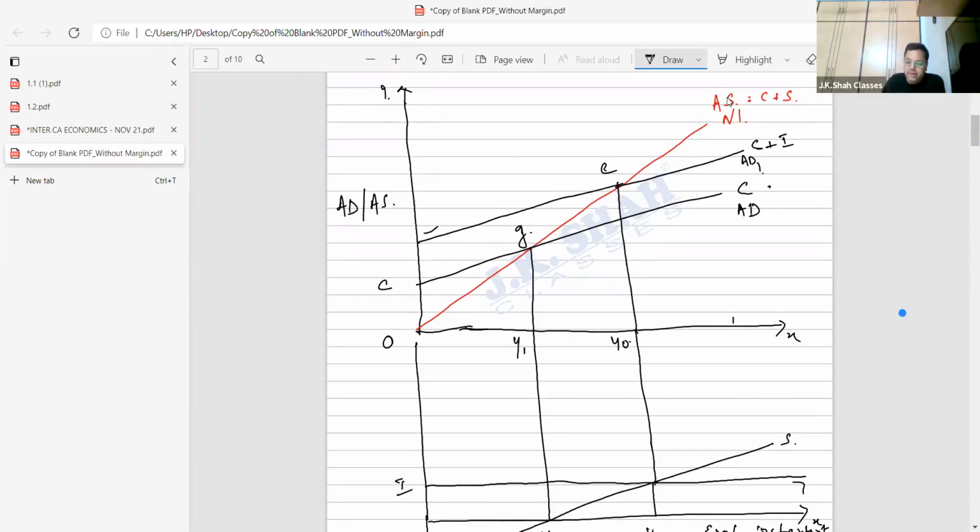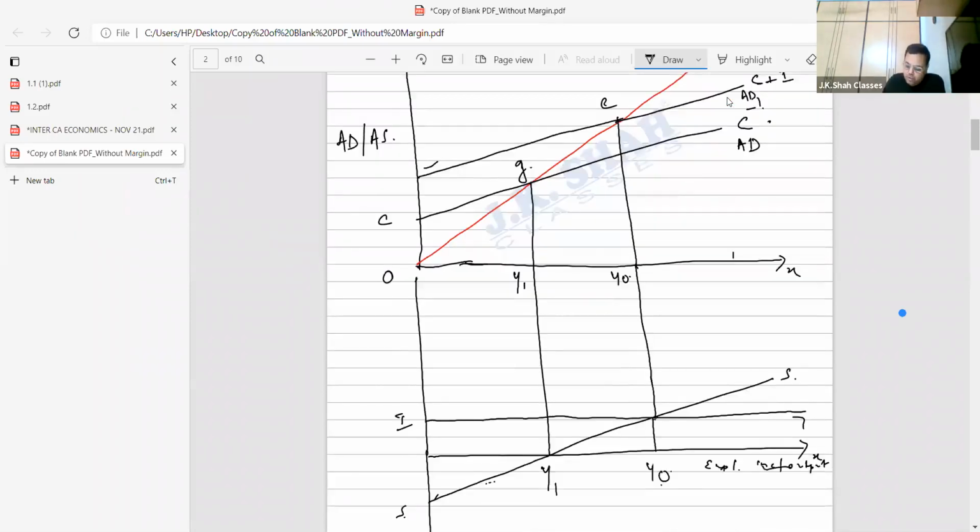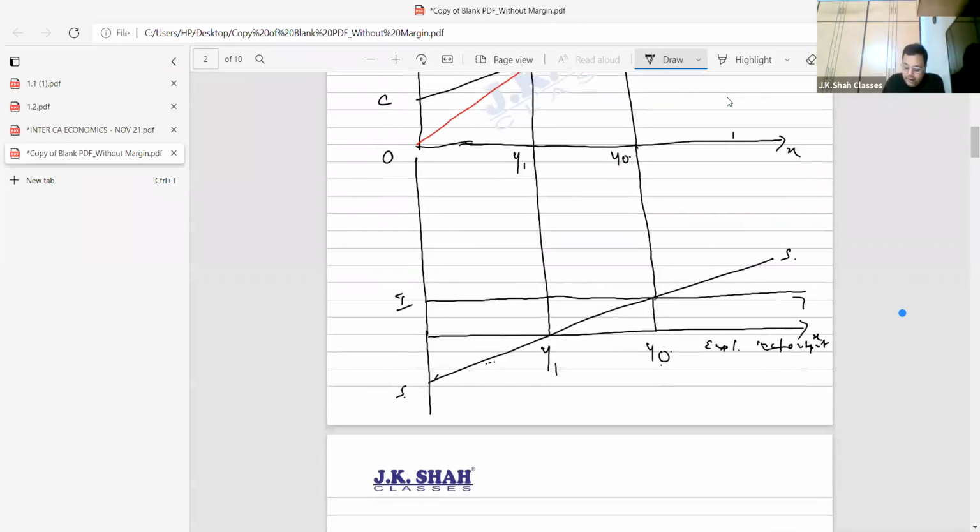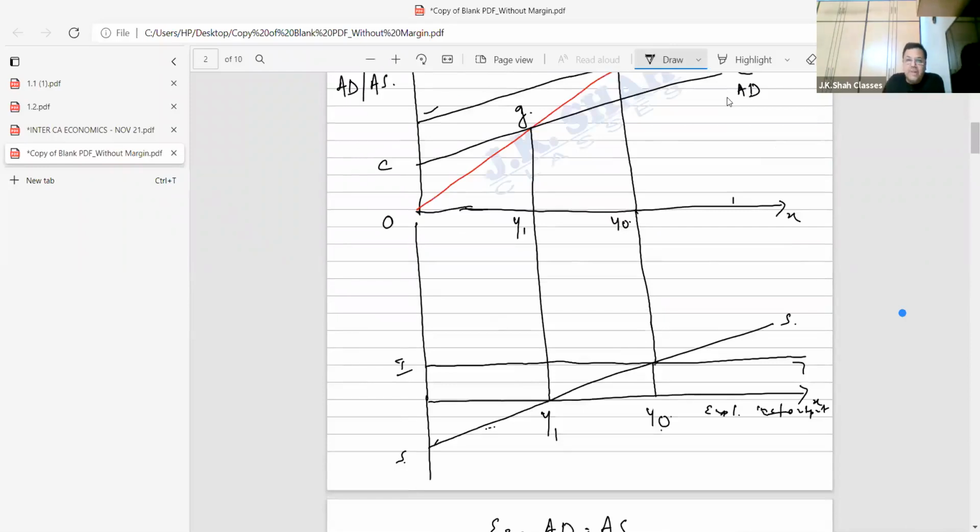Why equilibrium? Because at that point aggregate demand is equal to aggregate supply. Yesterday I said aggregate demand should be equal to aggregate supply. That corresponds to OY0 level of income. First point, I repeat, equilibrium takes place when aggregate demand is equal to aggregate supply. First point of equilibrium was G, but then there was too much unemployment.